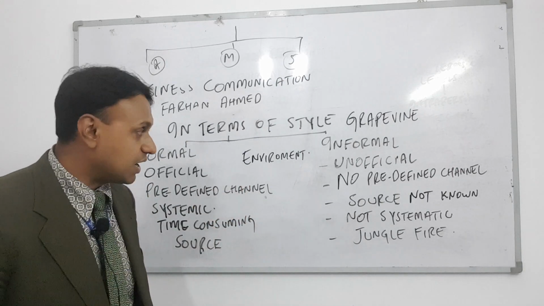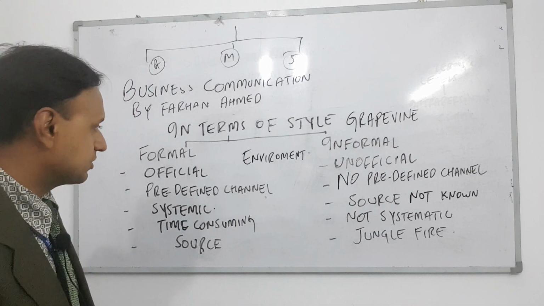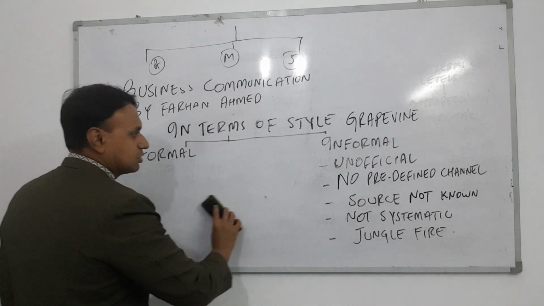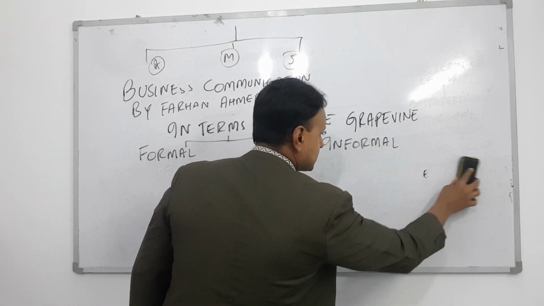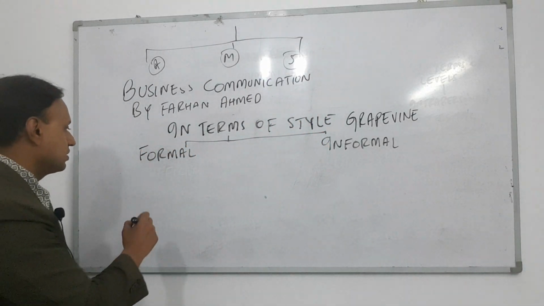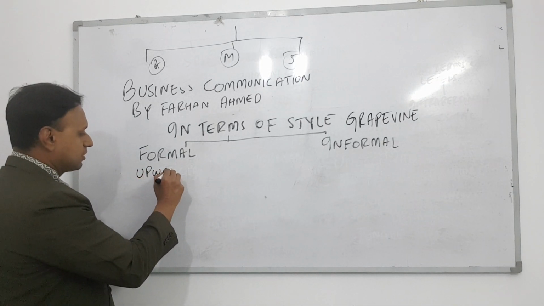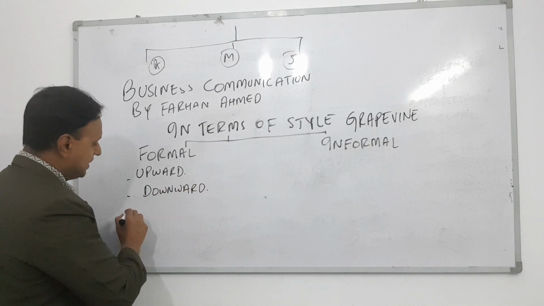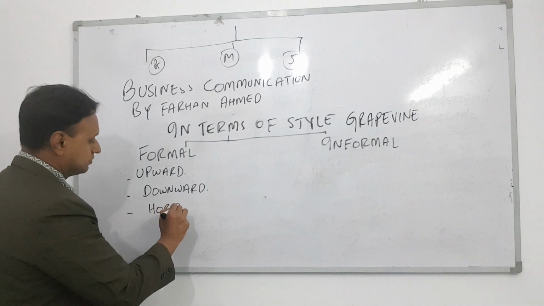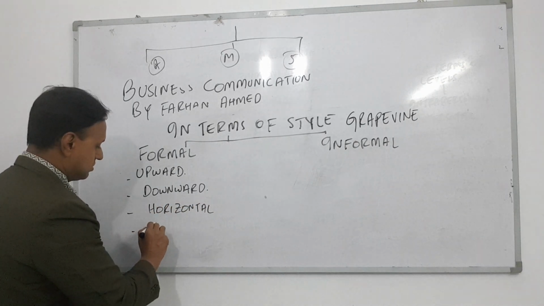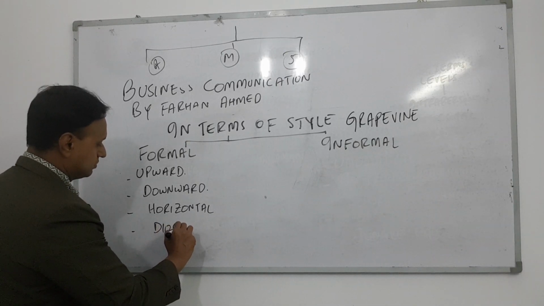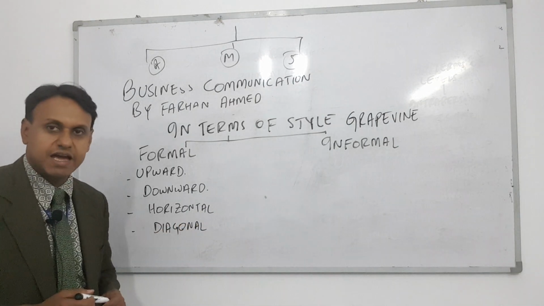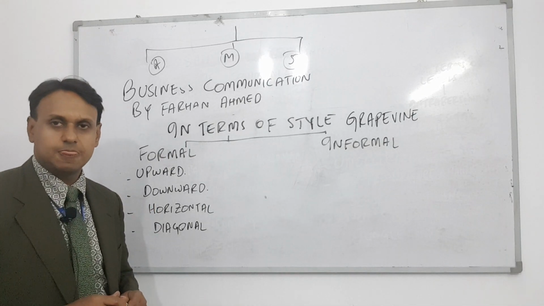So far we have understood the attributes or characteristics of formal and informal communication. Now we want to understand the different types of formal communication and informal communication. The very first type of formal communication is upward communication. Then comes downward. Then comes horizontal. And then diagonal. Okay, these are the types of formal communication that we want to understand.